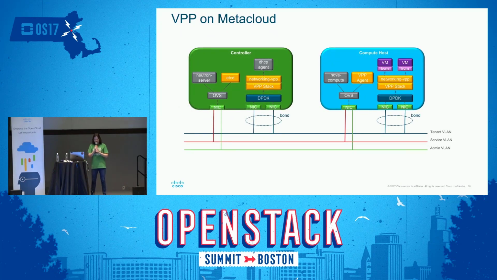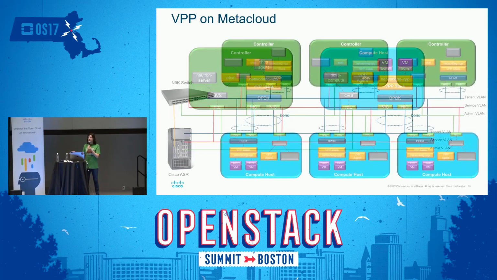Okay, so let's take a look at what this looks like. In green, you can see a controller node, which is where we run our services. And on the left, we've got our OVS stack that we know and love. And what talks to that is the Neutron server and the etcd process. I just want to mention etcd is used by VPP in order to journal ports that are coming up.